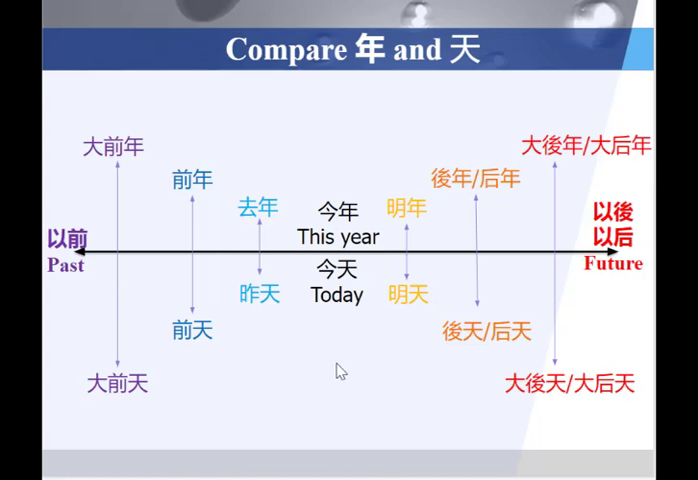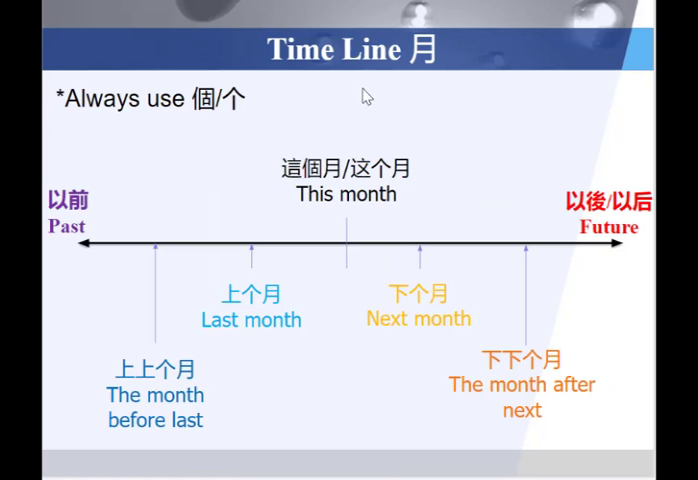Now we're going to take a look at 月 and 星期, and you're going to find that 月 and 星期 are similar to each other, but not to 年 and 天. Let's go take a look. Here is the timeline for 月, month. You always need to use 个. This is what I mean.